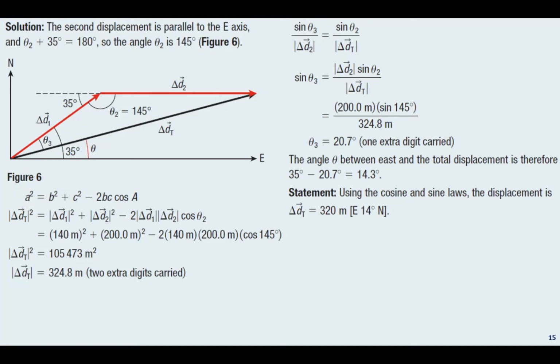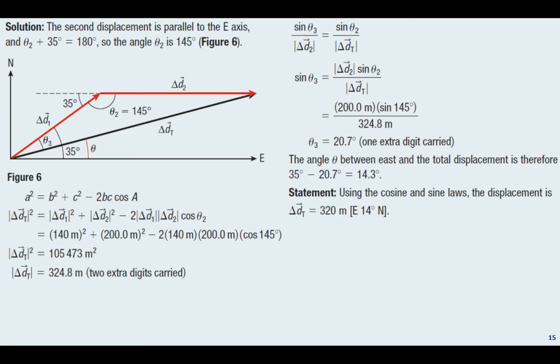Also note that theta 3 should be an acute angle, right? So be careful when you want to solve a trigonometric equation. So theta 3 here is approximately 20.7 degrees, and the angle theta between east and total displacement is therefore 35 degrees minus 20.7 degrees, which is approximately 14.3 degrees. So the final statement is the displacement is delta d_T equals 320 meters, and the direction is 14 degrees north of east.